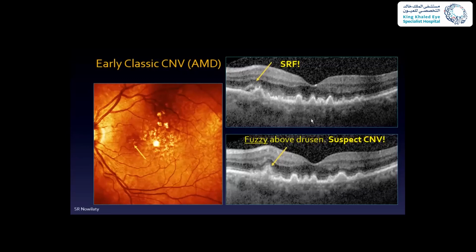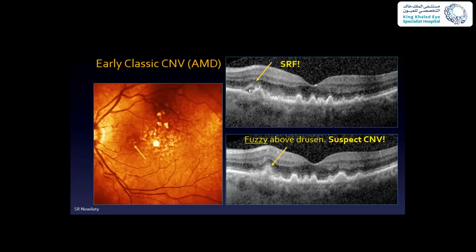Now this is a patient who had, again, AMD with lots of drusen. You can see the elevation here. But then when you look here, you can see the elevated drusen and then a little bit of a space. And this is a little bit of subretinal fluid. This is the earliest sign of subretinal fluid of an active membrane. This was a classic membrane right here.